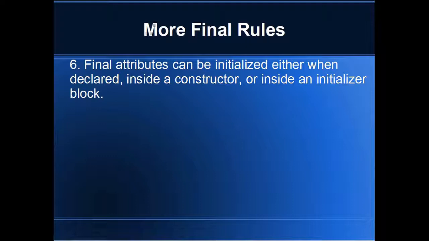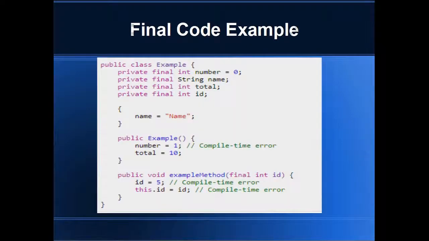Here's the code on how finals are used. You see the private number here. It's being initialized inside the initializer. You see the name is being initialized in the initializer. And you look at number. Once it's final, if you try to write over it in the constructor, it's a compile error, a checked error. It's not going to work out.